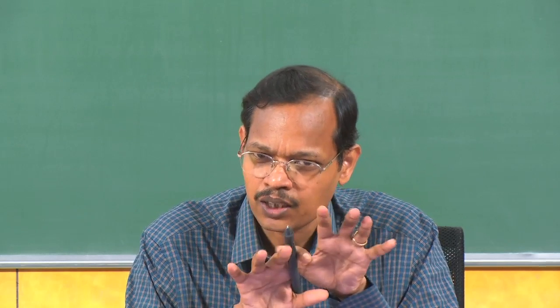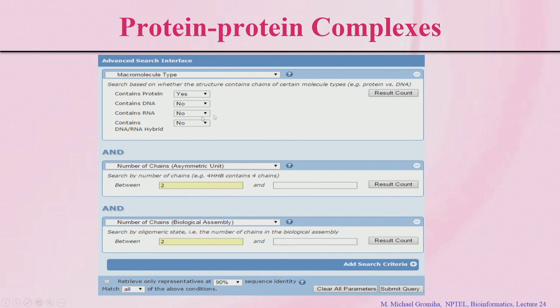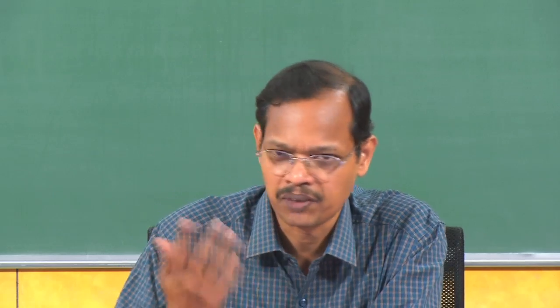So, these structures are deposited in the Protein Data Bank, right, and how do we obtain the structures? For example, if you are interested in protein-protein complexes, specifically heterodimers. What are heterodimers? The two chains are different, the molecules are different; it can be a dimer or trimer and so on.